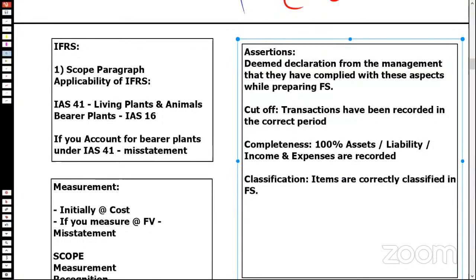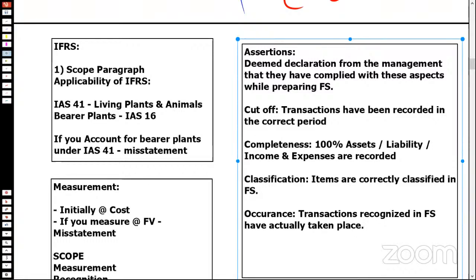Now what next is there? So you've got cutoff, you've got completeness, you've got classification. Then there is this occurrence, where the management claims that the transactions recognized in financial statements have actually taken place. What is it going to be considered as? It's actually going to be considered as occurrence.